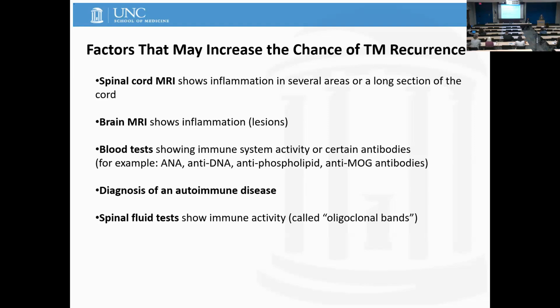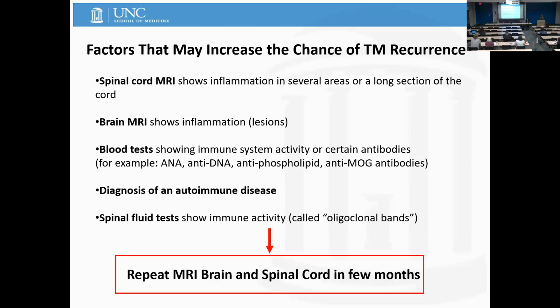Again, if we get those blood tests and we see any evidence of those autoimmune diseases, that's a person that is at high risk of recurrence. And the spinal fluid test. We can also look for signs of immune activity within the spinal fluid, and we check a particular test called oligoclonal bands. If the oligoclonal bands are high in the spinal fluid, that also tells us that maybe this person is at risk of having a recurrent attack.